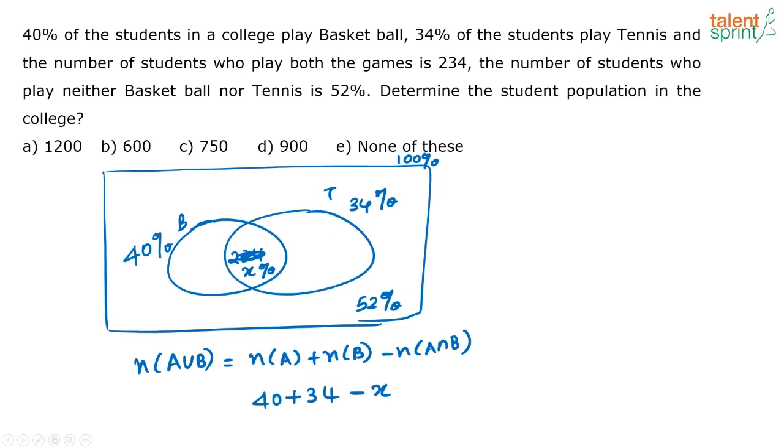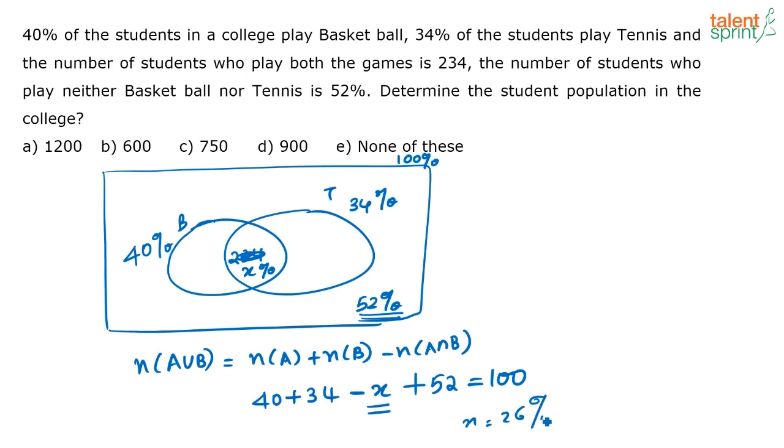But see what they have given here. They have also mentioned that 52% don't play any of these, correct? So to this N of A union B, if you add this 52%, the total will account to 100%, correct? So what is the value of X? Solve this and get the answer, that's all. So you have 74 plus 52, that is 126, correct? So 126 minus 100, or X, will be equal to 26.